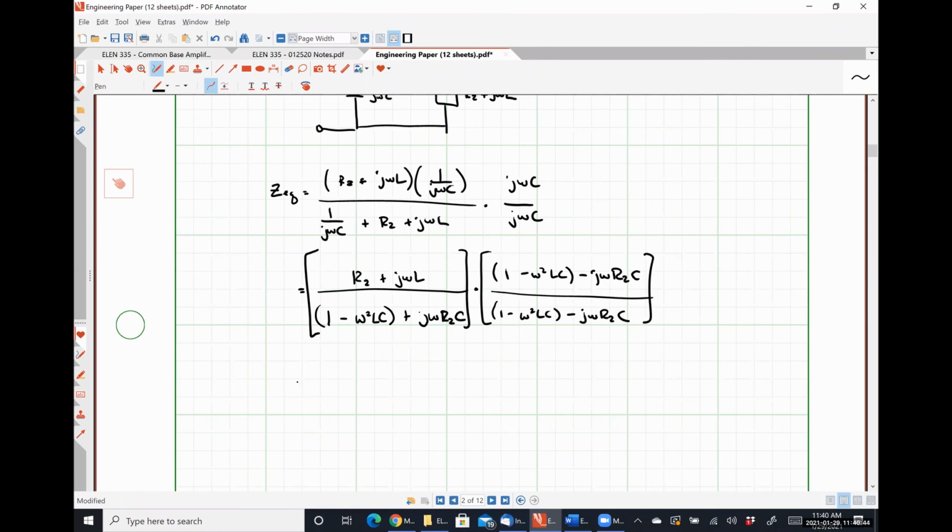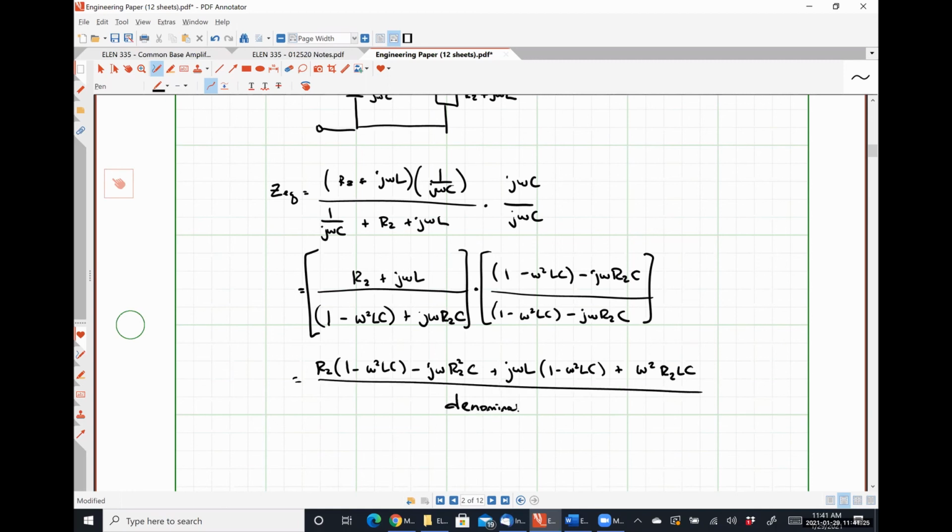So let's see, what I'm going to have in my numerator then would be R2 times 1 minus omega squared LC, minus j omega R2 squared C, plus j omega L times 1 minus omega squared LC, plus omega squared R2 LC, all divided by whatever the denominator happens to be, right?